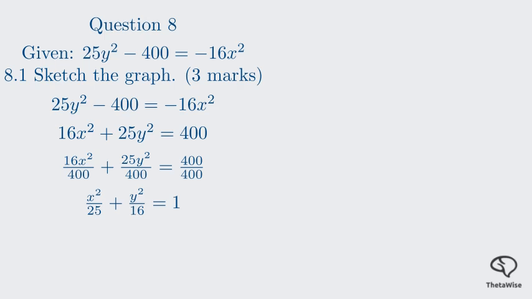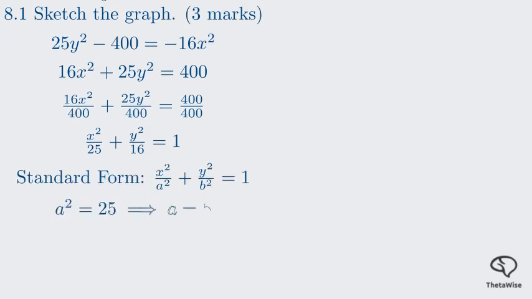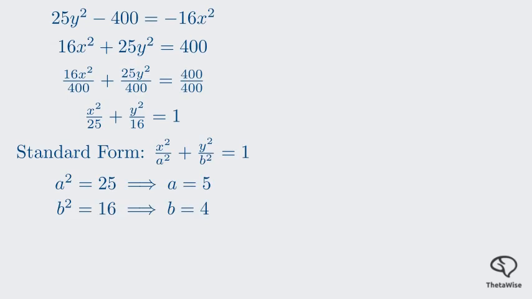The standard form for an ellipse centered at the origin is x squared over a squared plus y squared over b squared equals 1. In our equation, a squared is 25, so a is 5. b squared is 16, so b is 4. Since a is greater than b, the ellipse is horizontally elongated. This means the ellipse extends 5 units in the x direction and 4 units in the y direction. The x-intercepts are at (5, 0) and (-5, 0), and the y-intercepts are at (0, 4) and (0, -4).